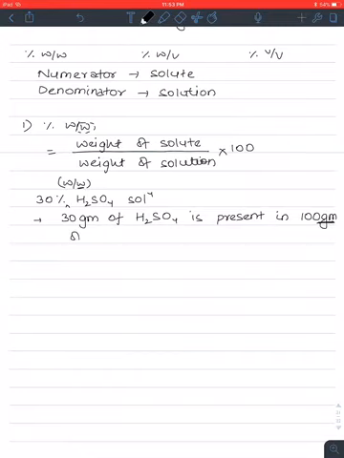Because it is weight by weight. So 100 gram of solution. Clear? 30 gram of H2SO4 is present in 100 gram of solution.